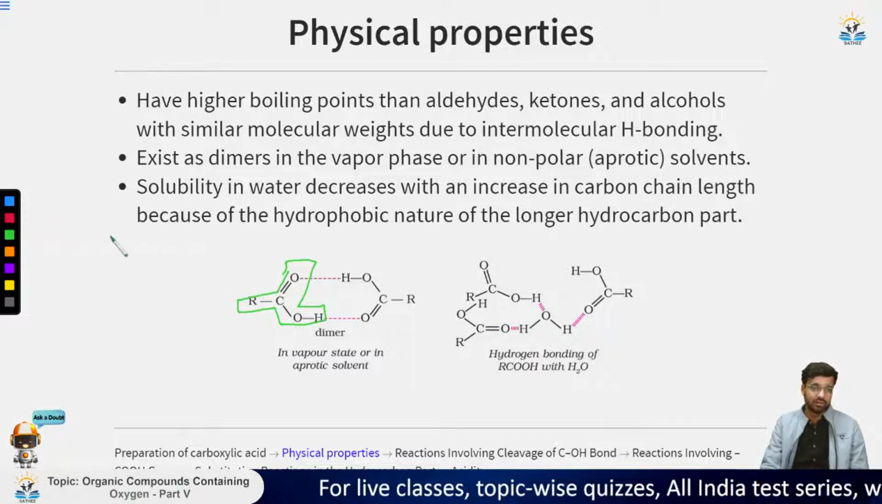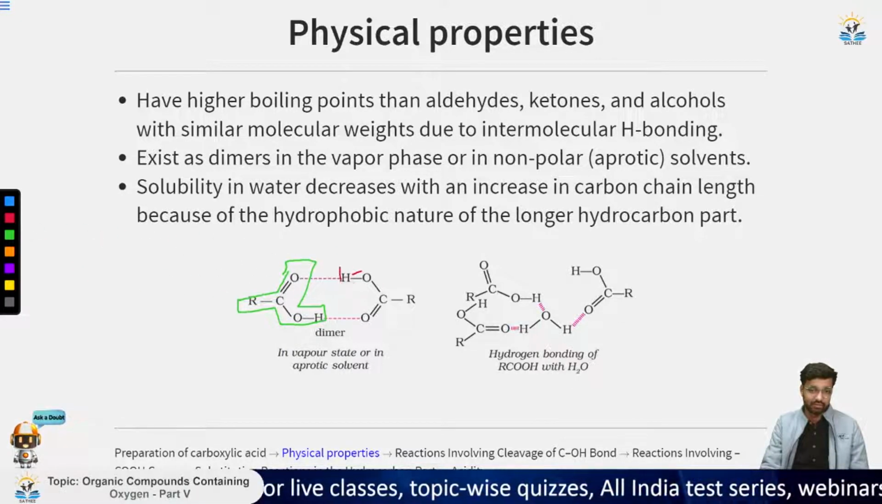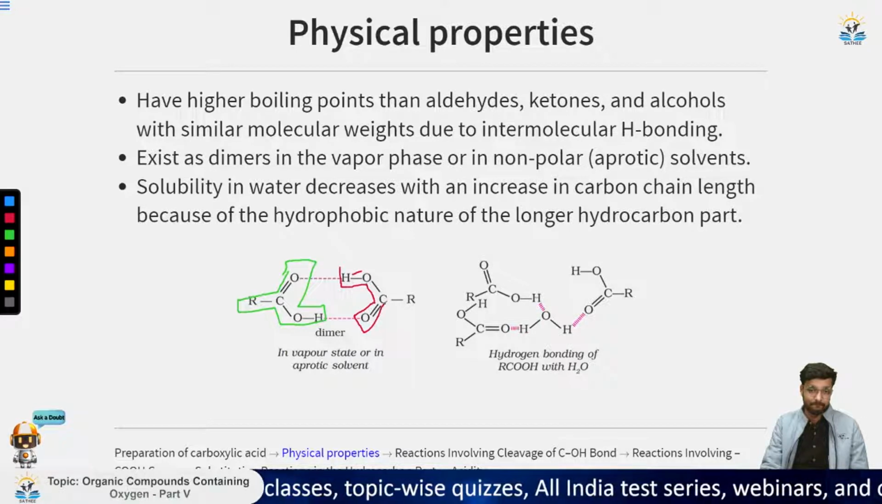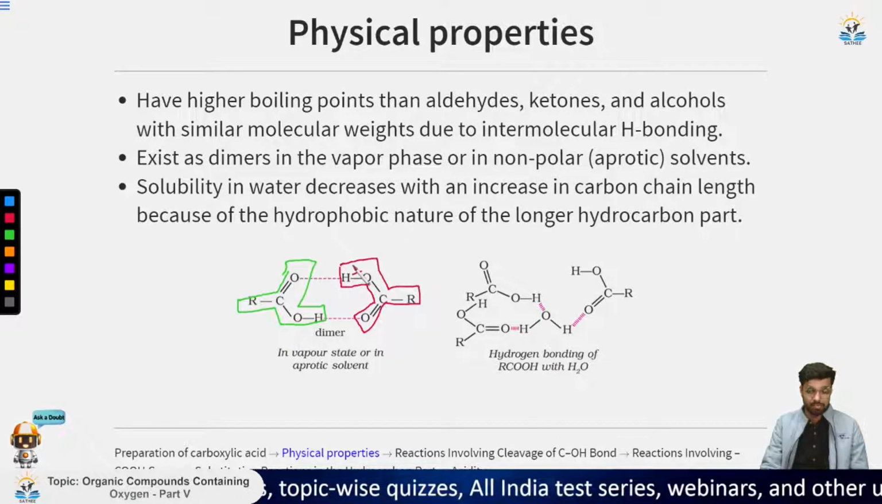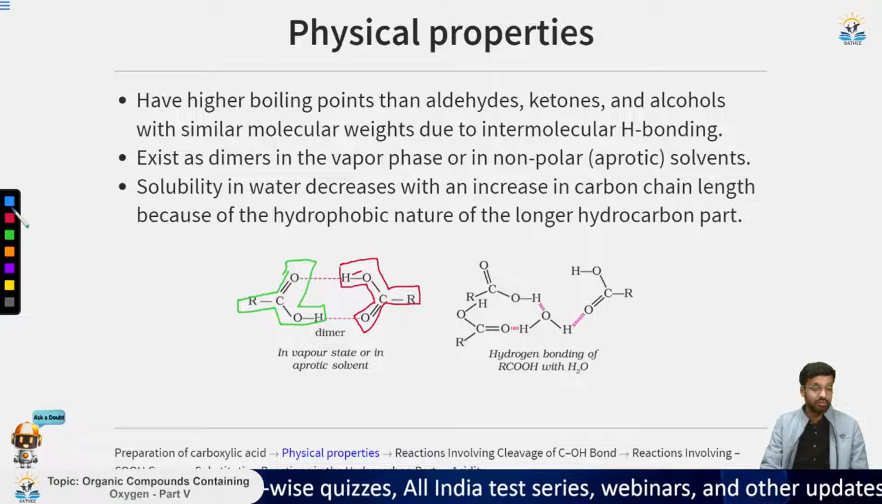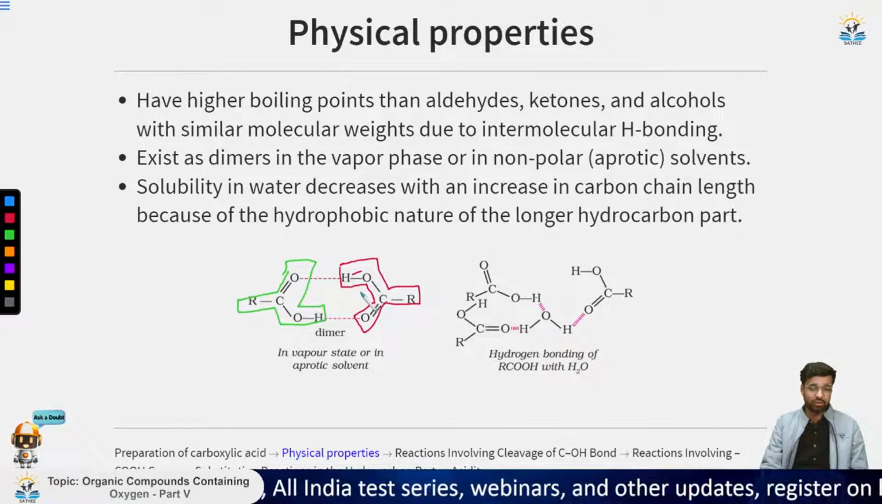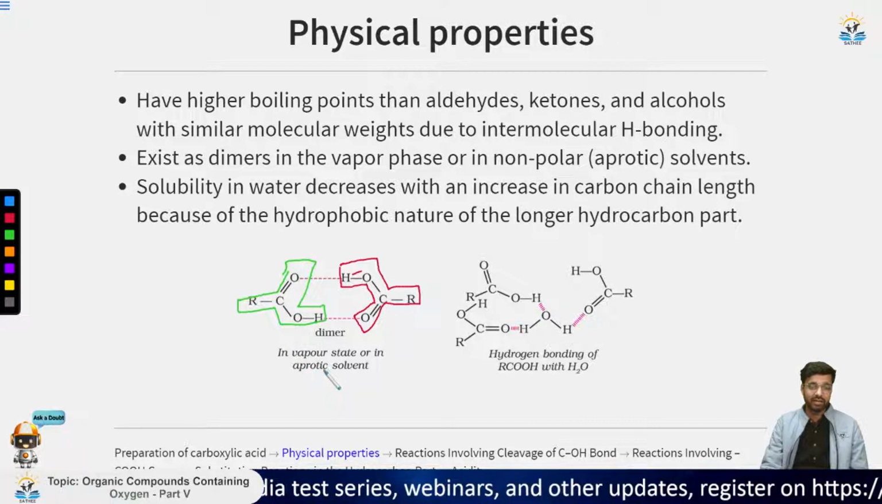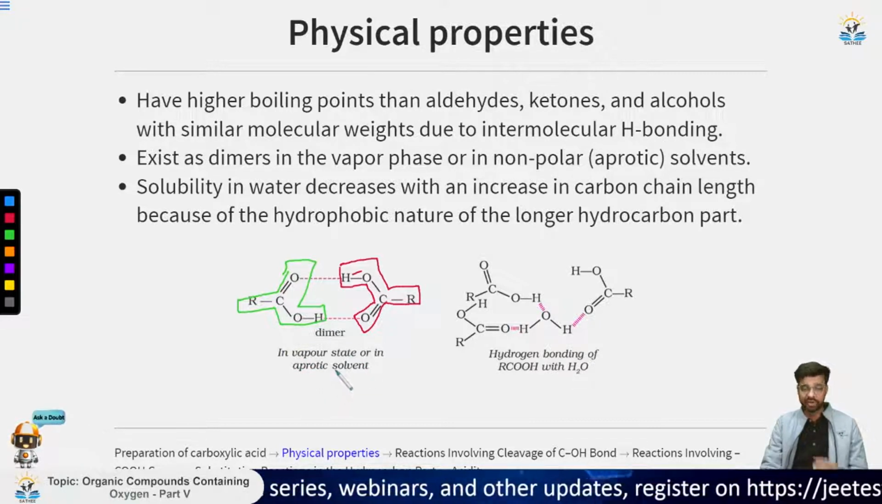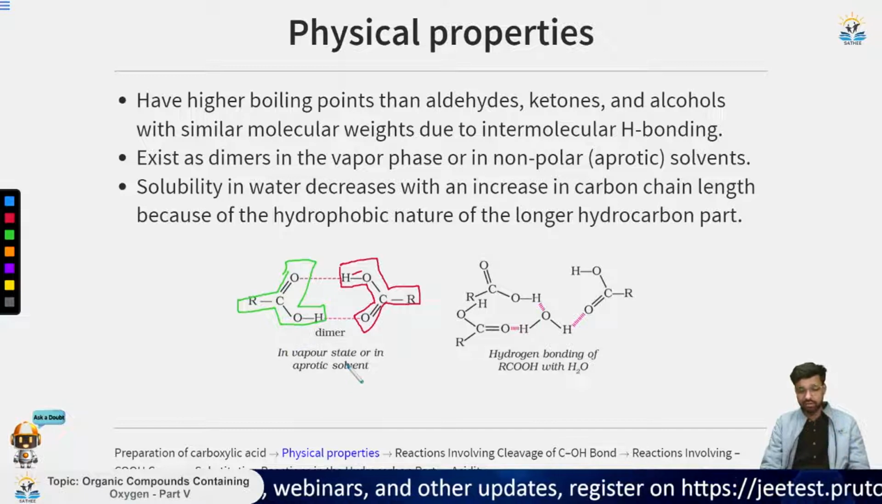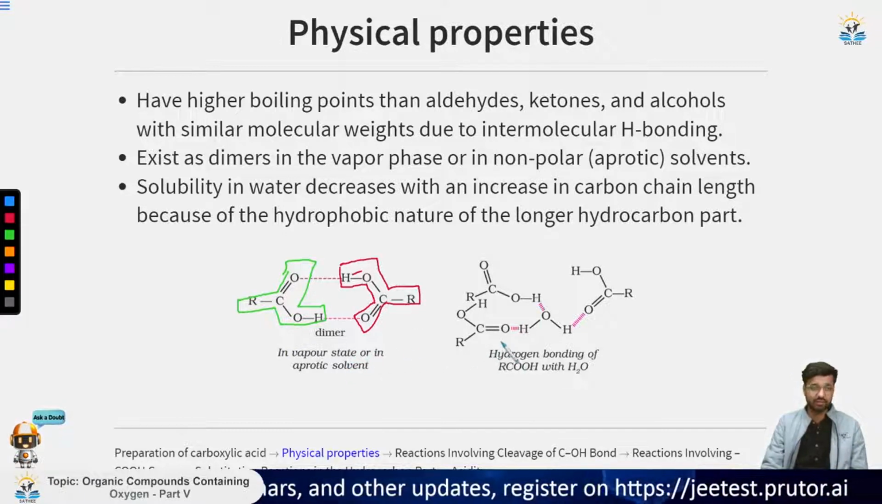and this is the second molecule that we have. Now both these molecules form hydrogen bonds and dimerize. So having two, it is a dimer, and it is in the vapor state or aprotic solvent. So why is it not present in protic solvent? I will make this point clear in the next point.